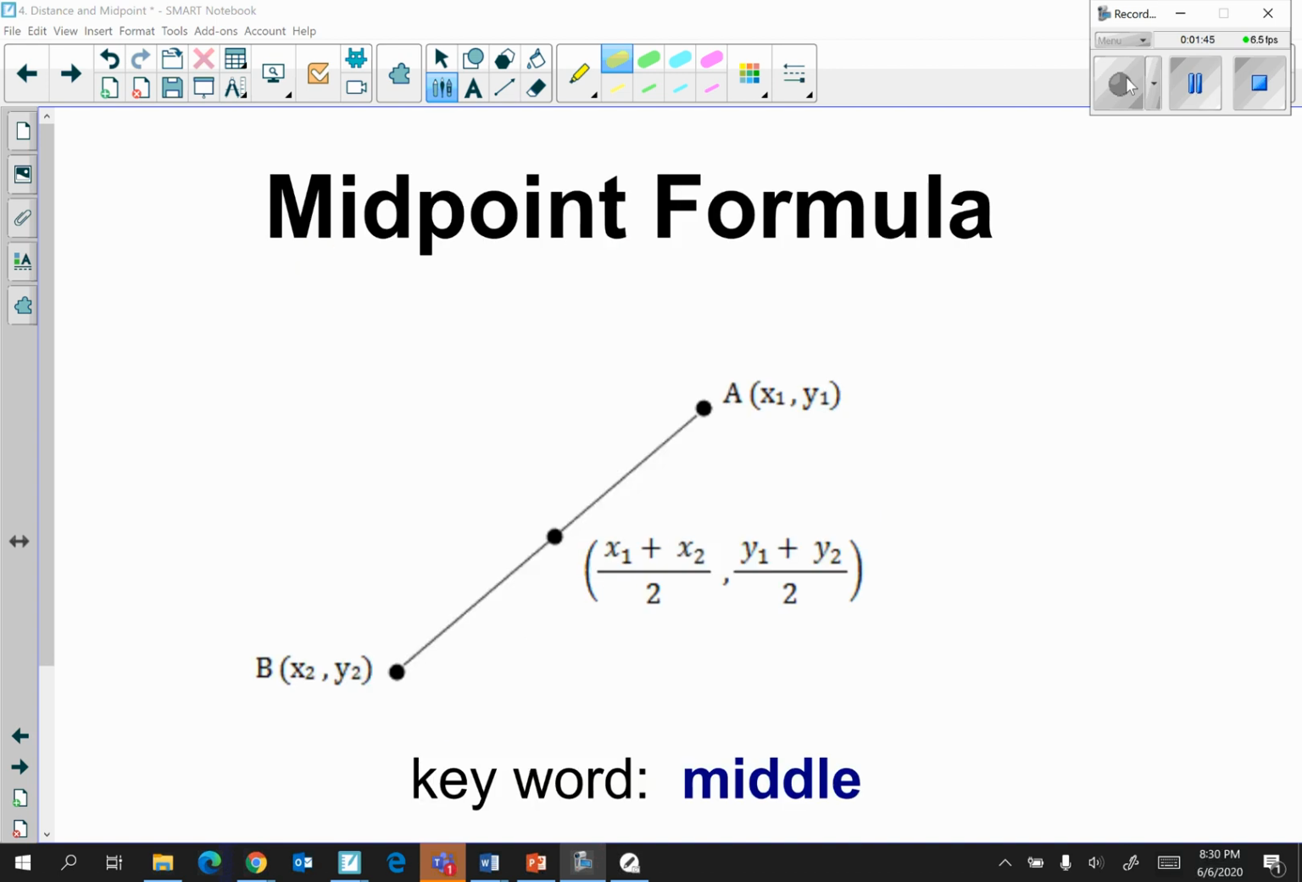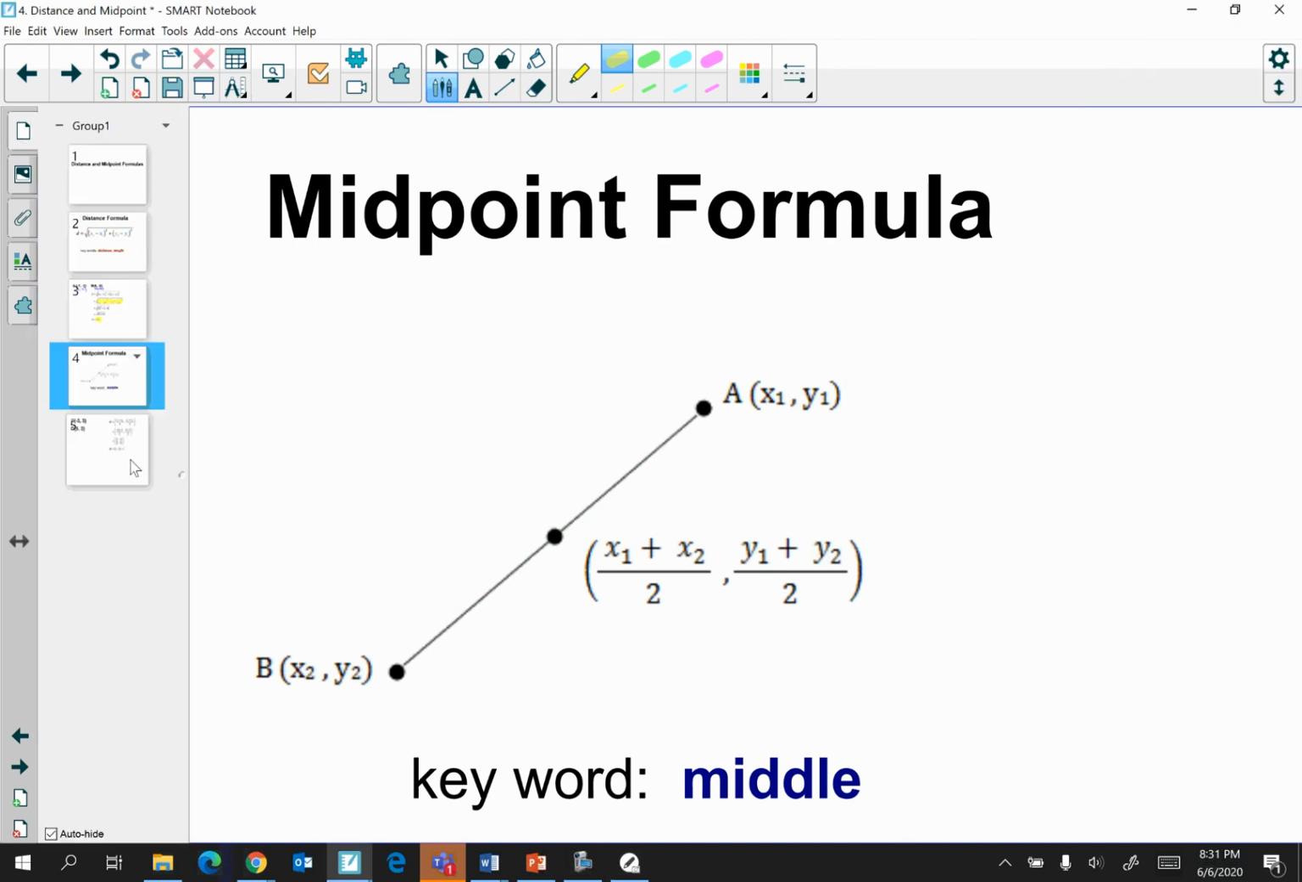Next, we have our midpoint formula. If we're given A and B, the midpoint formula is (x1 plus x2) divided by 2, (y1 plus y2) divided by 2. Notice the midpoint formula is a coordinate, has parentheses and a comma in between. The key word for midpoint is middle.